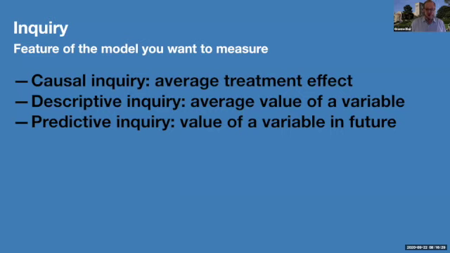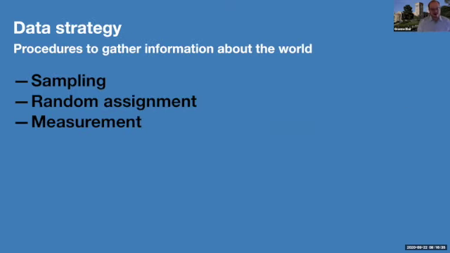Okay, so we have a model of the world, and then we have an inquiry, which is our research question about the world. Then we're going to define all of our interventions into the world to learn an answer to that inquiry. So the first piece of that is our data strategy. This is every procedure that we use to gather information about the world. And there are going to be 3 different categories of data strategies. The first is our sampling procedure.